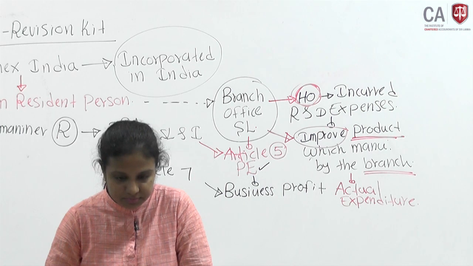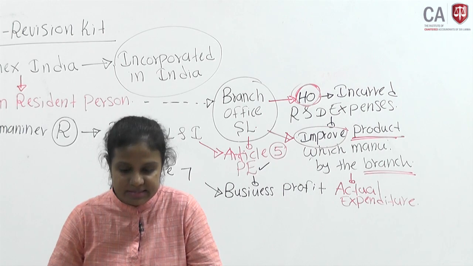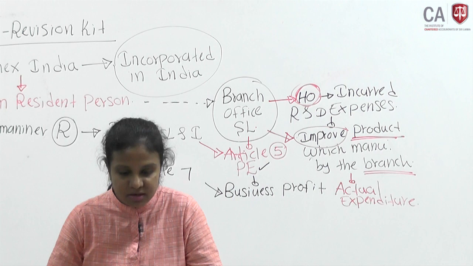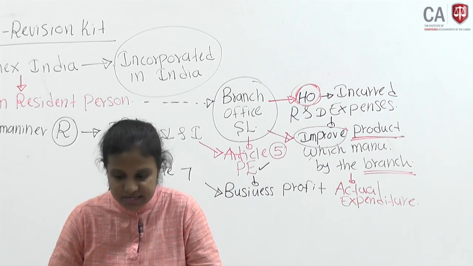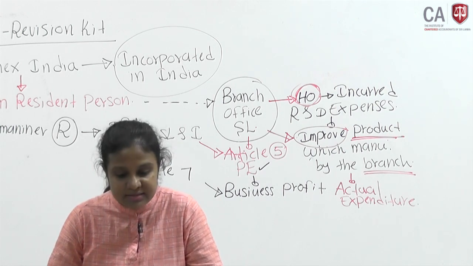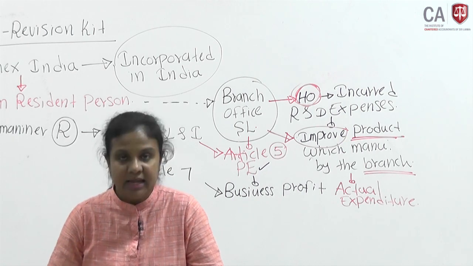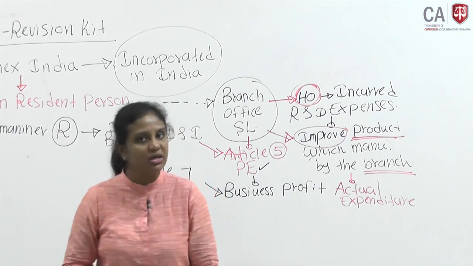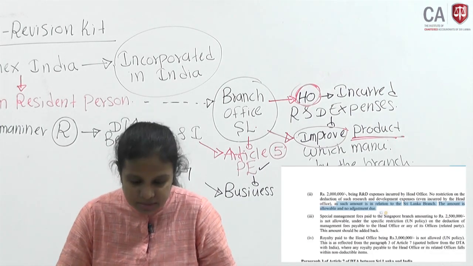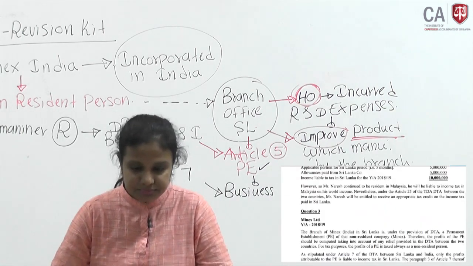Here Roman 2, rupees 2 million being R&D expenses incurred by head office. No restriction on the deduction of such research and development expenses even if incurred by head office, as such amount is in relation to the Sri Lankan branch. If the expenditure is relevant to the production of income of the Sri Lankan branch, the amount is allowable and no adjustments are due. I think it's clear.